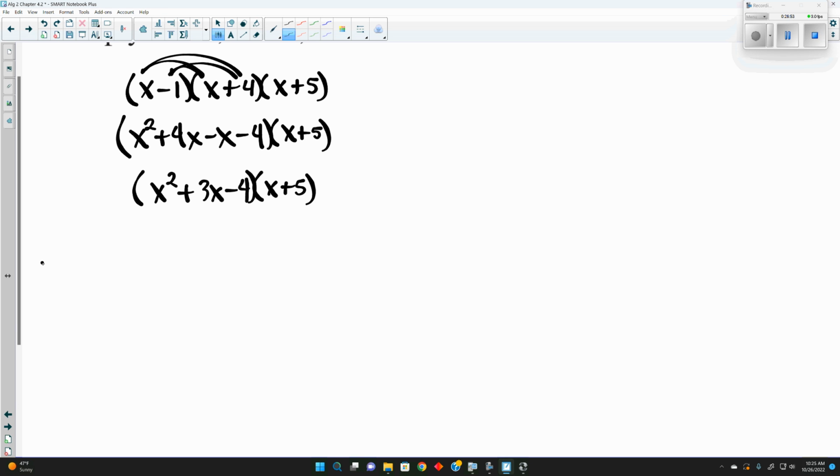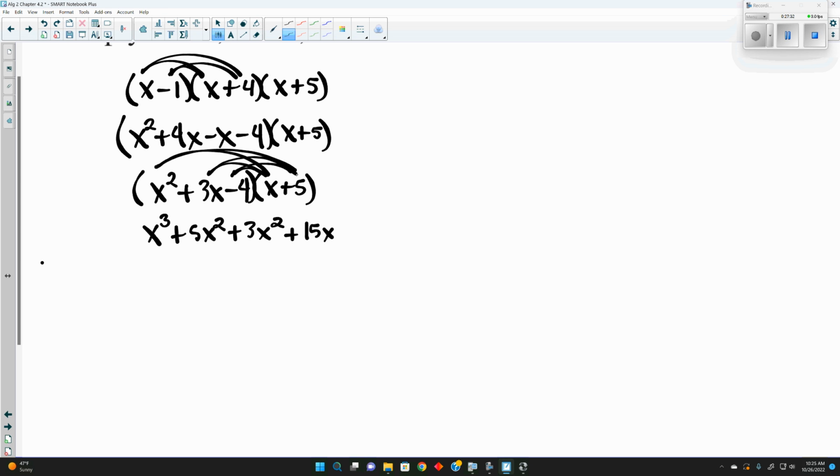Questions on this so far? I'll do it again. X squared times x is x cubed. X squared times 5 is going to be plus 5x squared. Then we do 3x times x is going to be plus 3x squared. 3x times 5 is going to be plus 15x.